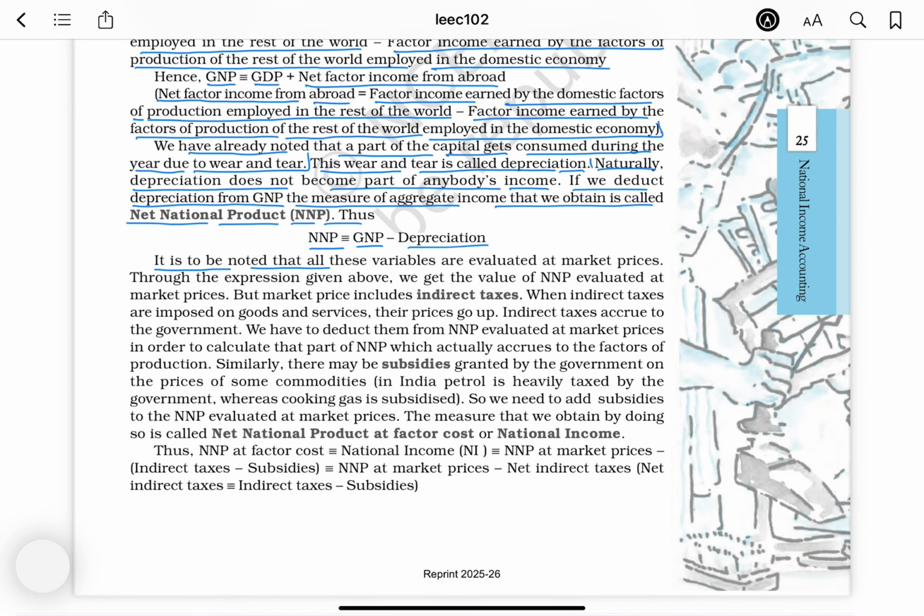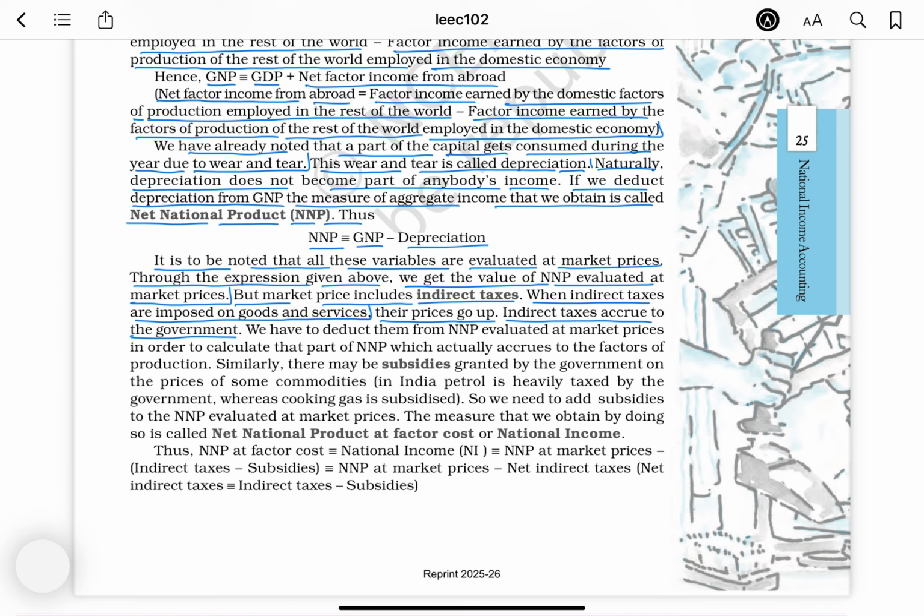It is to be noted that all these variables are evaluated at market prices through the expression given above. We get the value of NNP evaluated at market prices, but market price includes indirect taxes. When indirect taxes are imposed on goods and services, their prices go up.